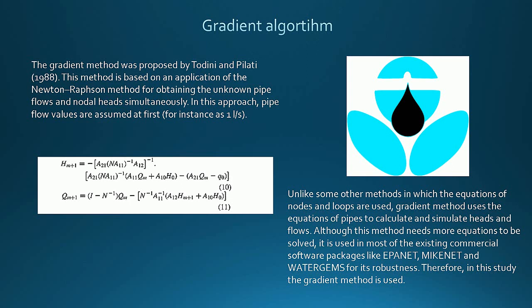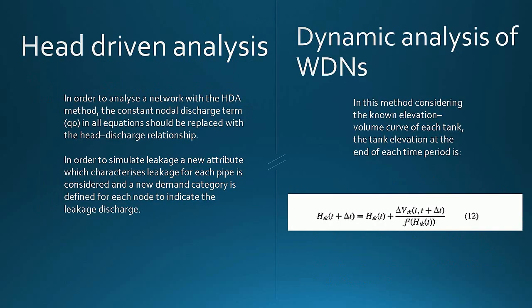H0 is the head vector of fixed head nodes, and simultaneous. Now, with head-driven analysis, in order to analyze a network with the HDA method, the constant nodal discharge term Q0 in all equations should be replaced with the head-discharge relationship.